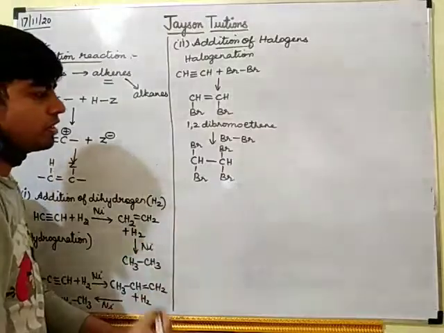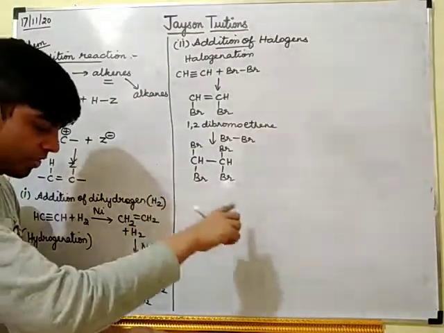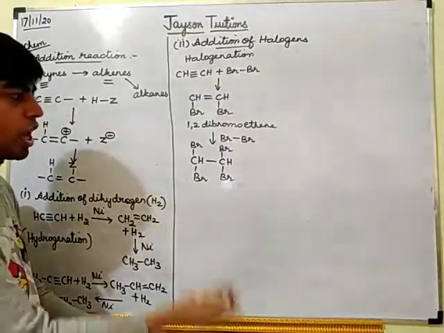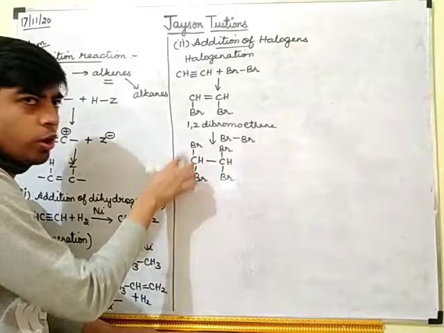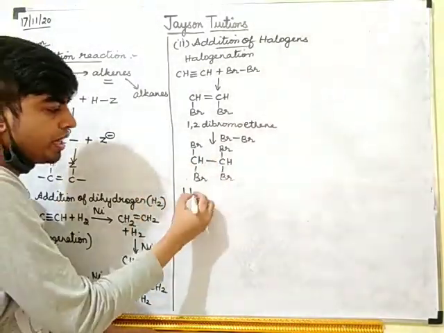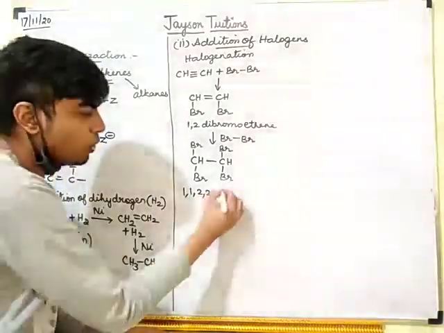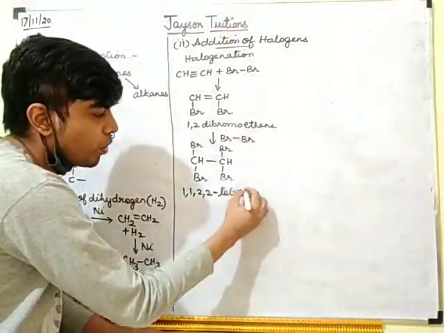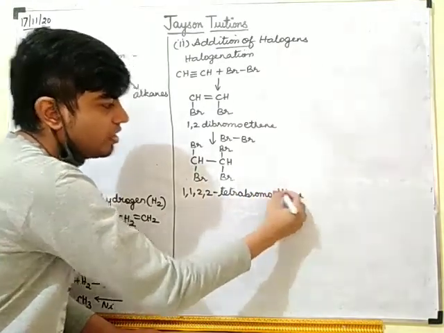So what is the name of this compound? How many bromine is there? 4 bromine. So 2 bromine in the first position, so 1 comma 1. 2 bromine in the second position, 2 comma 2. So 1,1,2,2-tetrabromoethane is the name of this compound.